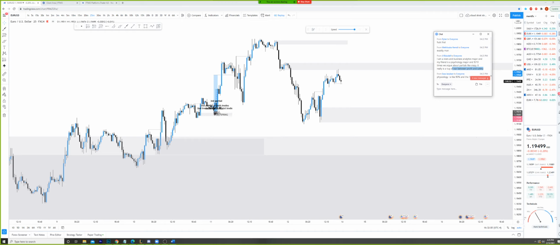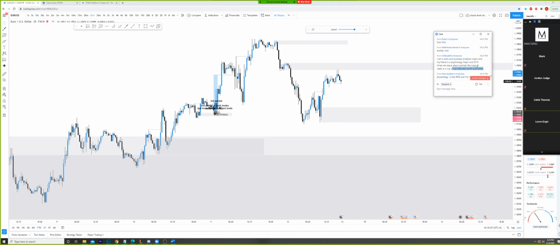But the important thing about understanding your edge in the first place is not trading until you know what you do works. And that comes with either back testing, forward testing, journaling, learning, watching, and so on and so forth, right?